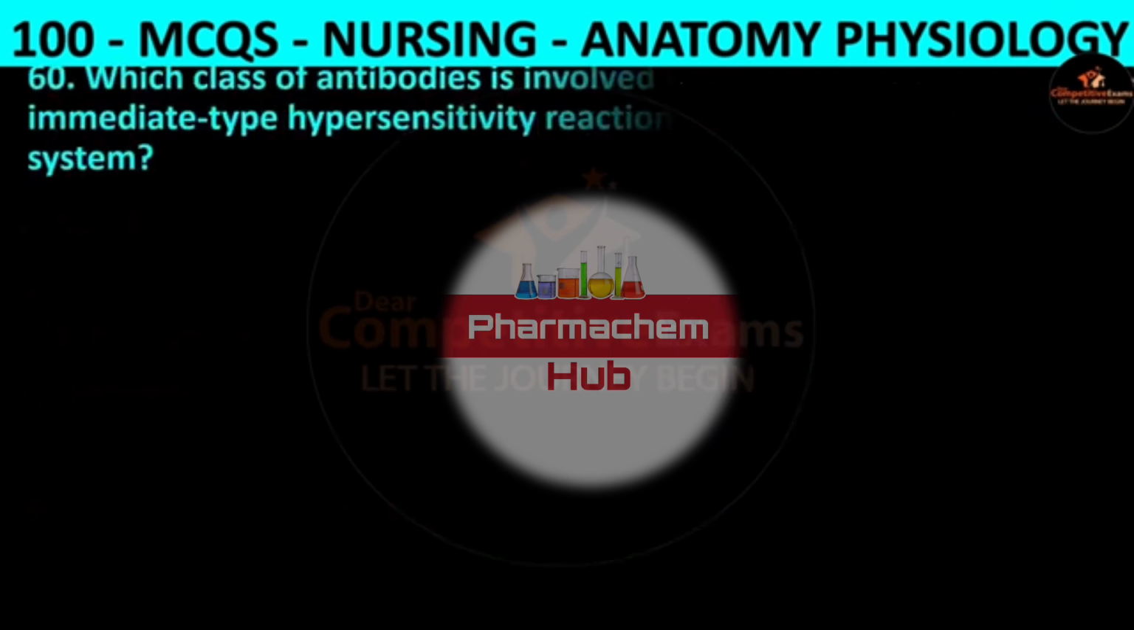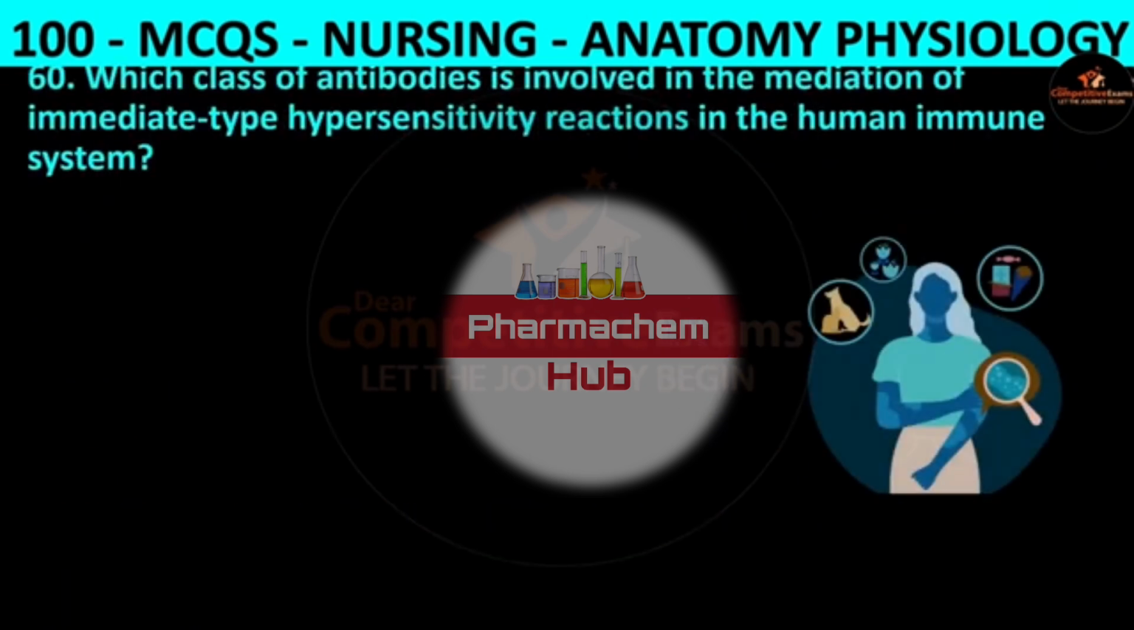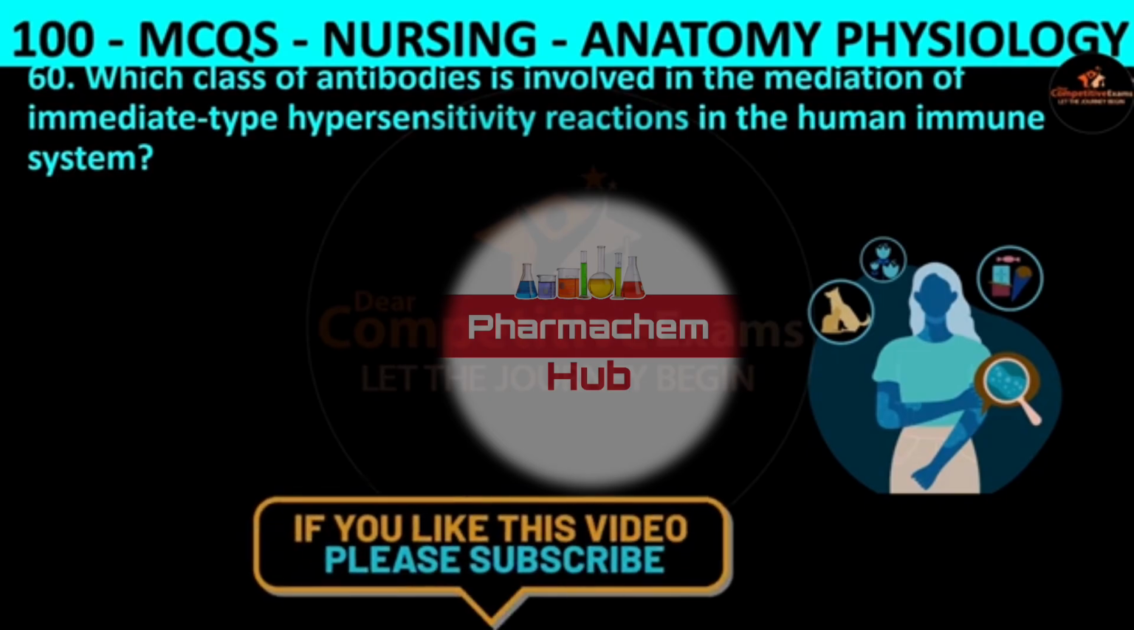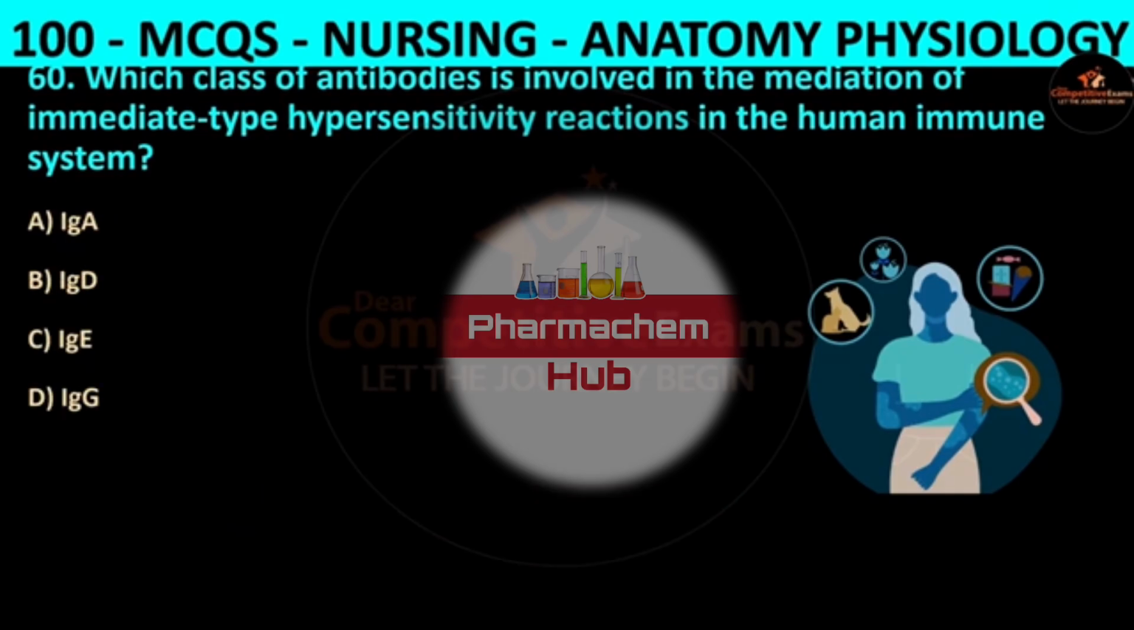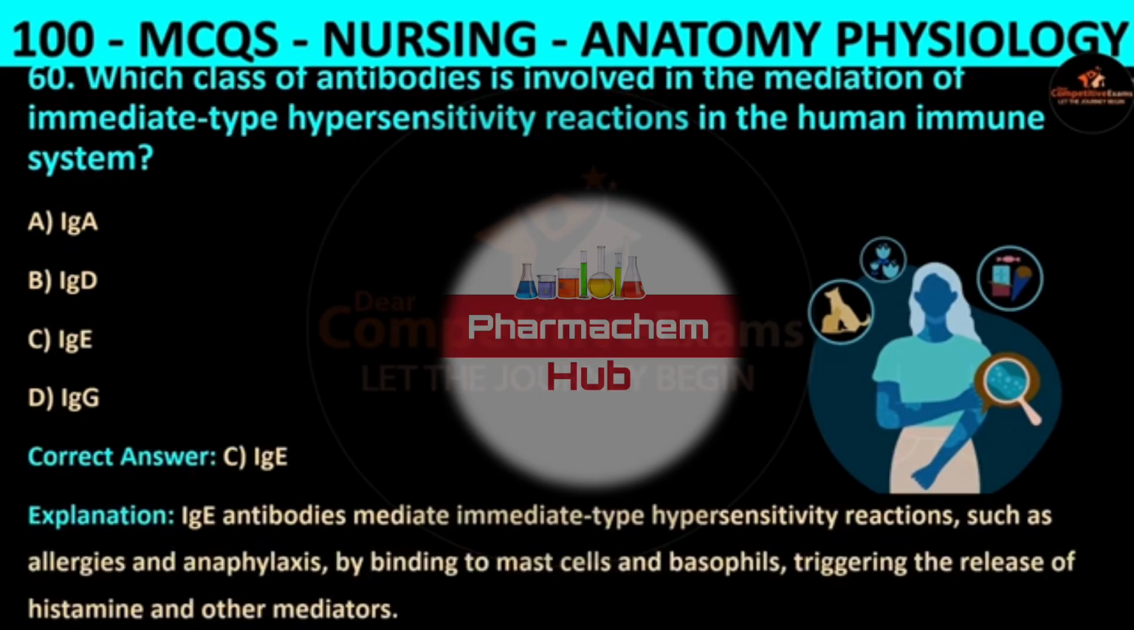Question number 60. Which class of antibodies is involved in the mediation of immediate type of hypersensitivity reactions in the human immune system? The options are IgA, IgD, IgE, or IgG. And the correct answer is C, that is IgE. IgE antibodies mediate immediate type of hypersensitivity reactions such as allergies and anaphylaxis by binding to mast cells and basophils.